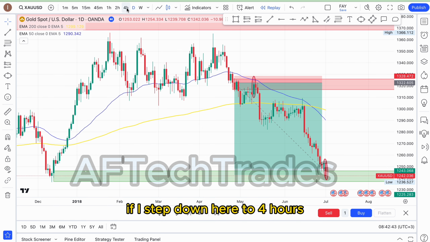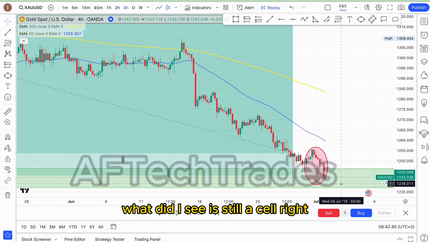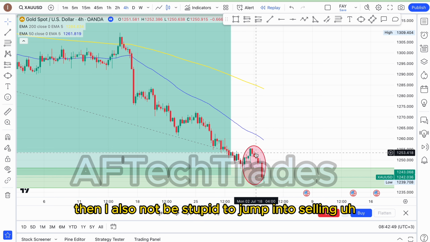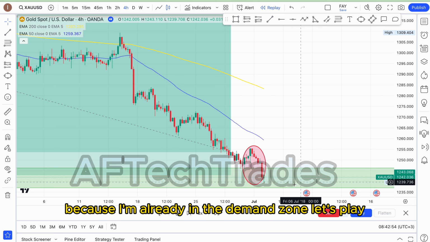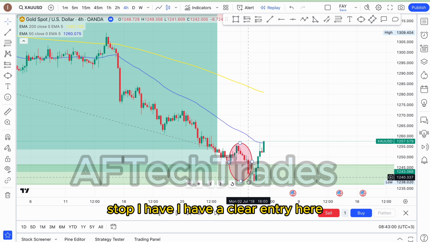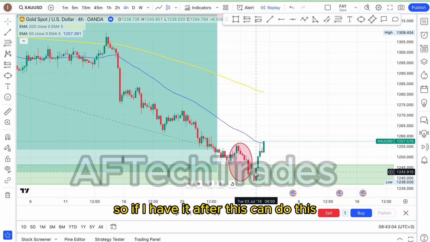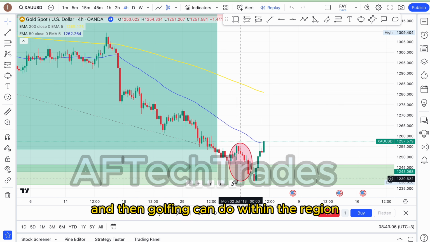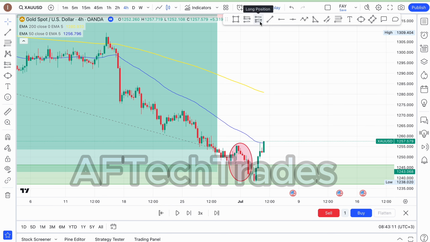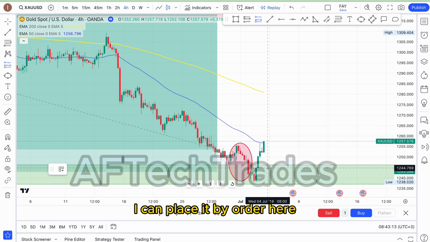If I step down here to 4 hours, what did I see? It's still a sell, right? Then I also should not be stupid to jump into selling here, because I'm already in the demand zone. Let's play. Stop. I have a clear entry here. So if after this candle I have an engulfing candle within the region, then I place my order. I can place a buy order here.